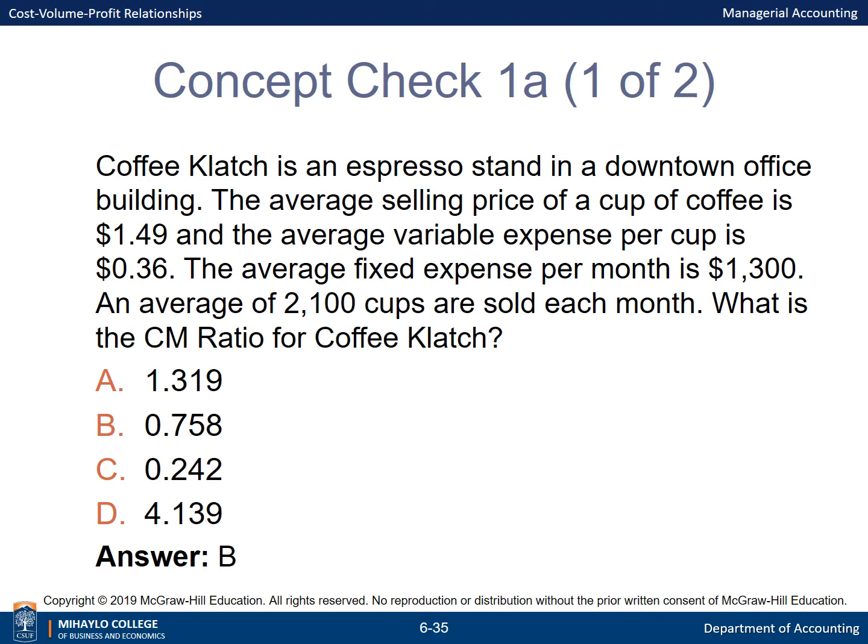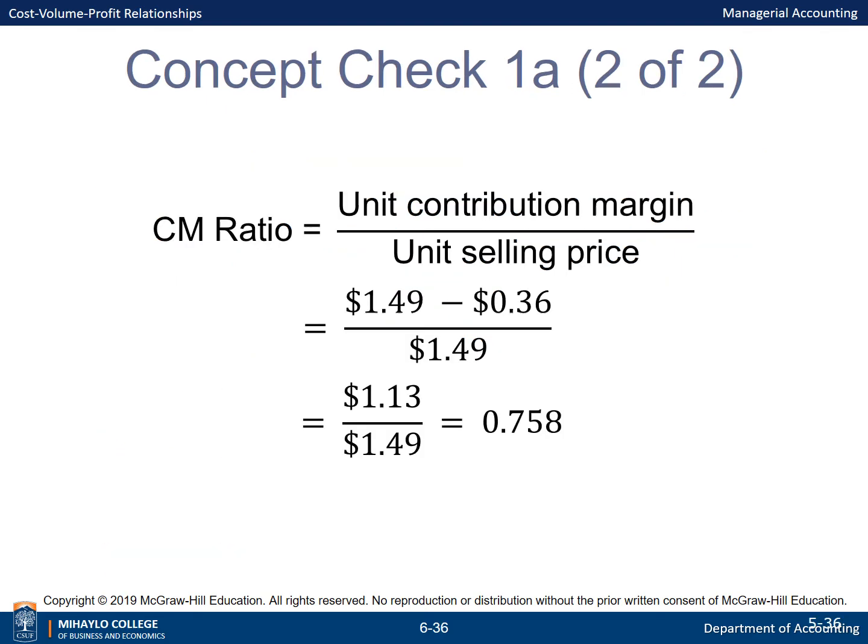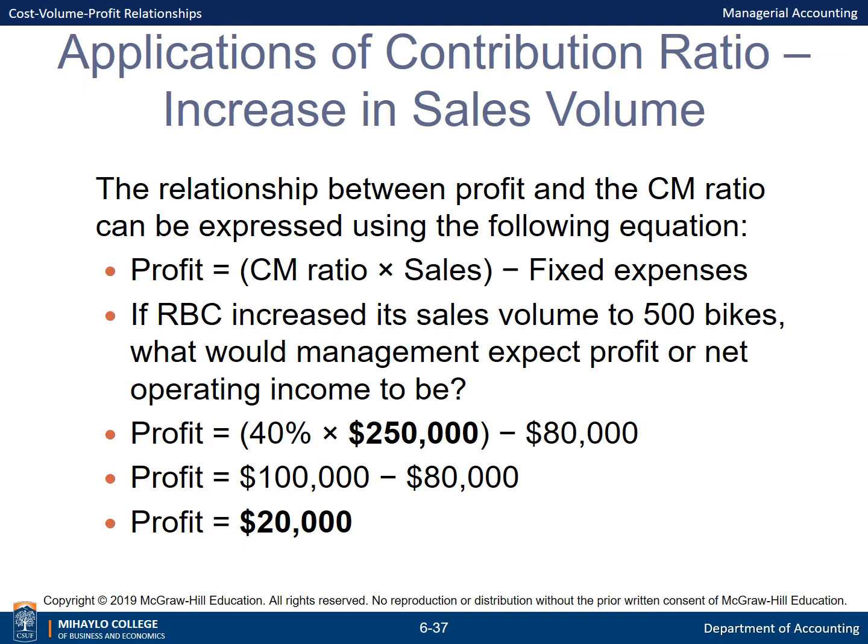The correct answer is 0.758. The unit contribution margin of $1.13 divided by the selling price of $1.49 equals a CM ratio of 0.758. The relationship between profit and the CM ratio can be expressed using the equation profit equals CM ratio times sales minus fixed expenses.